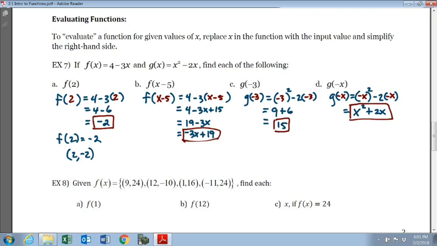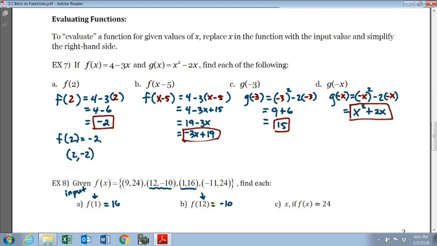Now on number 8, our function is a set of ordered pairs. To find f of 1, think about what the 1 represents. It's an input, or x value. So I need to find the point that has an input of 1. That would be this one, so here the output would be 16. On part B, I need to find f of 12. This time I have an input of 12, so I need to find the point that has an input of 12. The output there is going to be negative 10.